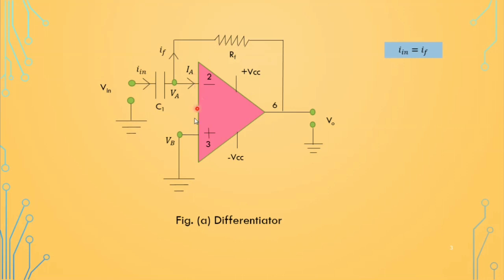IA is 0. Another concept here is the virtual ground. Pin number 3 is connected to the ground, so VB is equal to VA. So here also we can say that there is the concept of virtual ground. If VB is equal to 0, then VA is also 0.